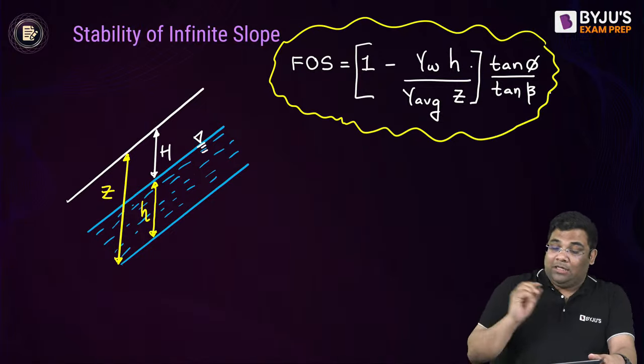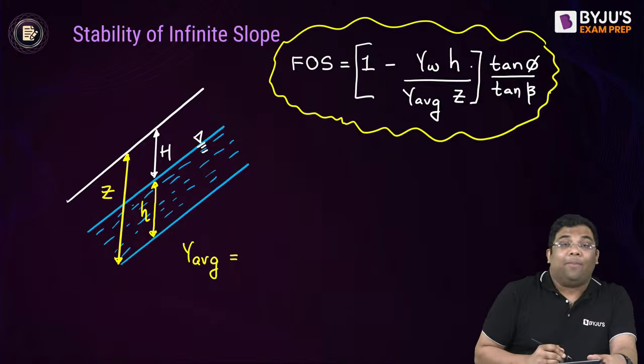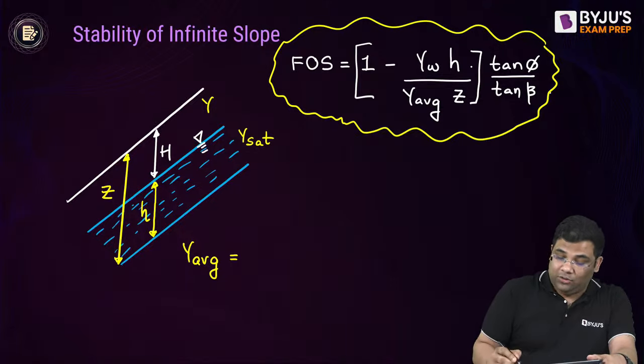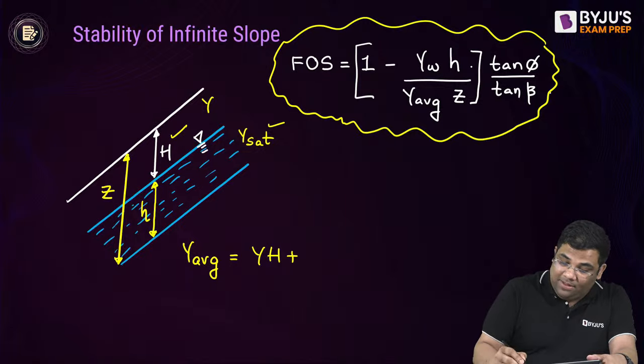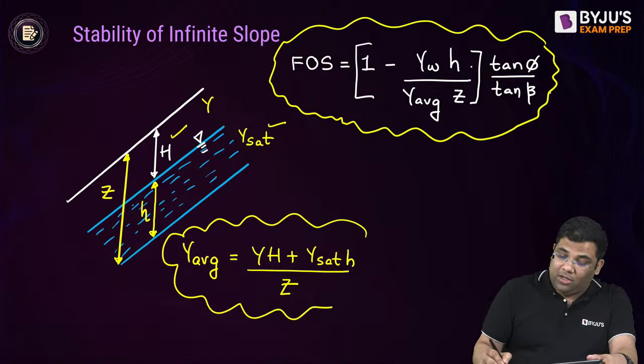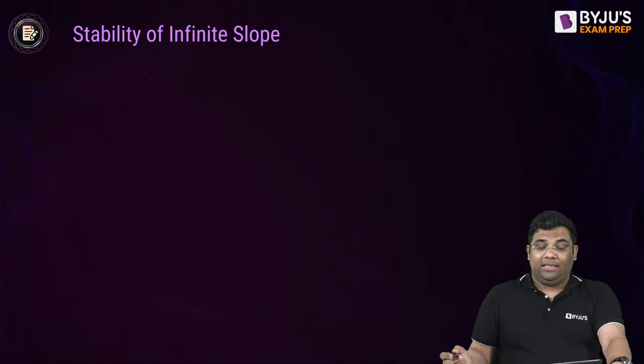Okay. So here, what is this gamma average? This is the average gamma. Above it we will have some gamma above the water table, and here we will have saturated. So you can see it is gamma into capital H plus gamma saturated into small h, divided by the total height Z. So this is the gamma average.